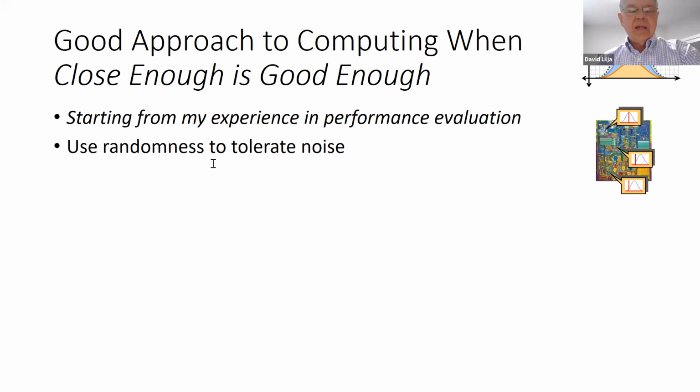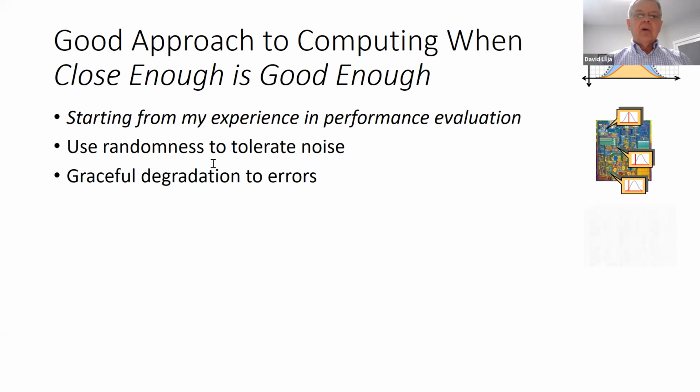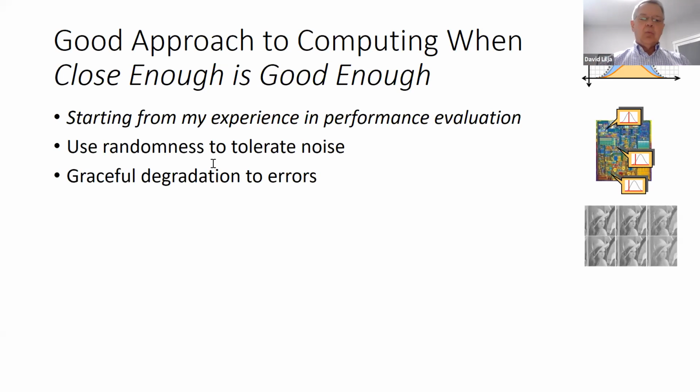The key idea is that we use this randomness to tolerate noise instead of just describing it. We can use it to live with it. We get this graceful degradation to errors. As errors get introduced into the system, the image sort of fades to gray. It works extremely well, even in very high error environments.